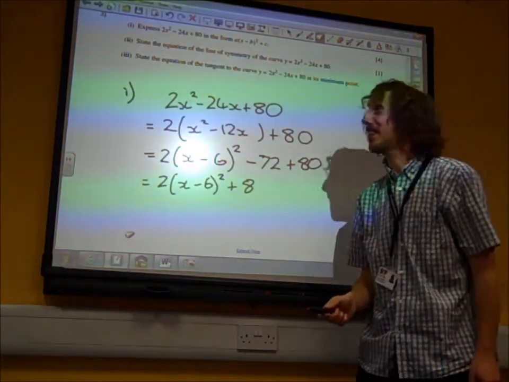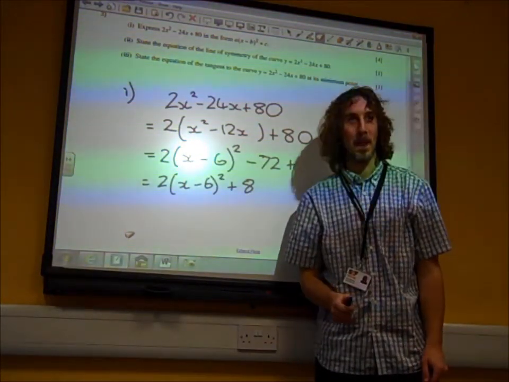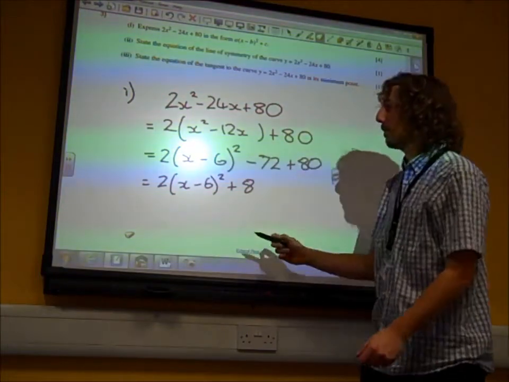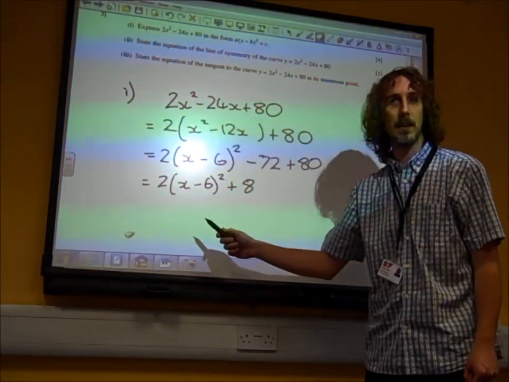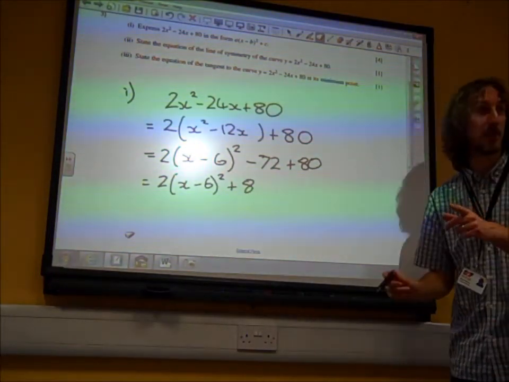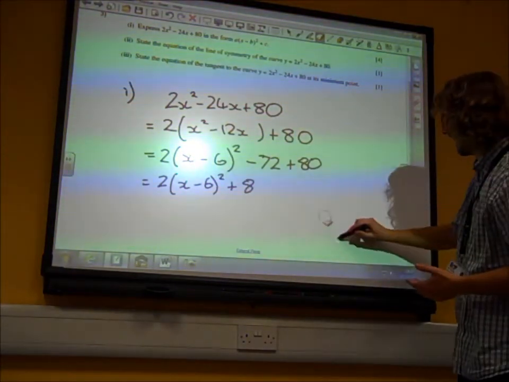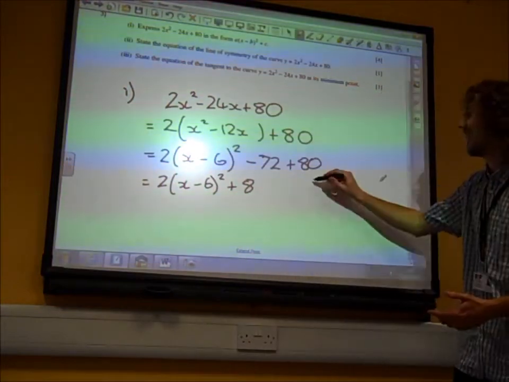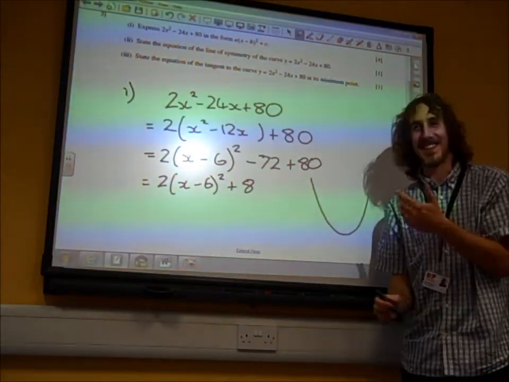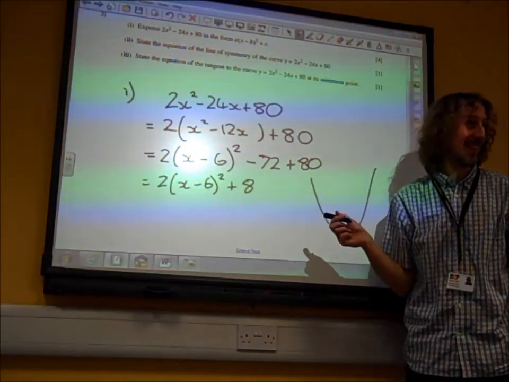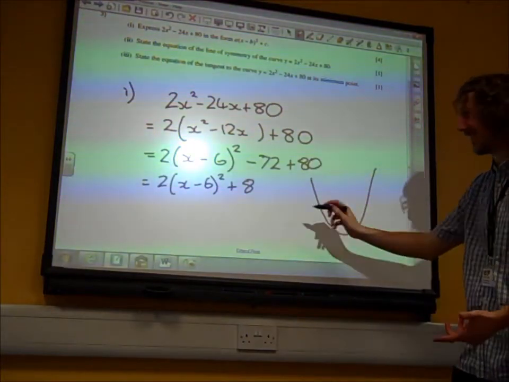So for part 2, state the equation of the line of symmetry of the curve. Well, all that matters here. Remember, I know what I was saying before I deleted it. This is a curve like this, isn't it? On the minimum point.